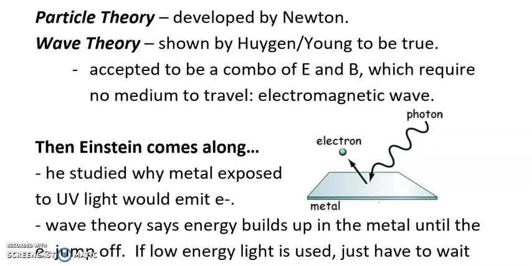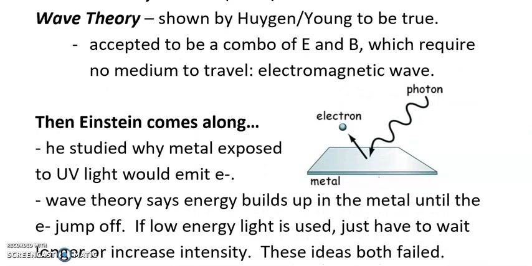So Einstein was working with this and trying to figure it out. And the thing is, both of these ideas actually failed. It didn't matter how bright he made the light. It didn't matter how long the light was on. Nothing ever happened. Both of these ideas failed miserably. The wave theory of light could not explain the electrons moving when light was hitting it. It had no explanation whatsoever.